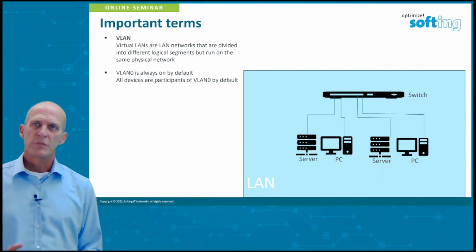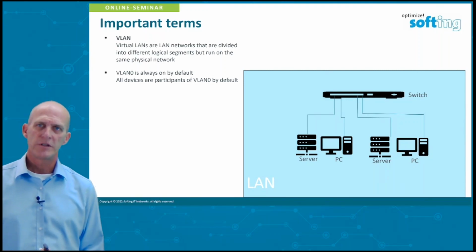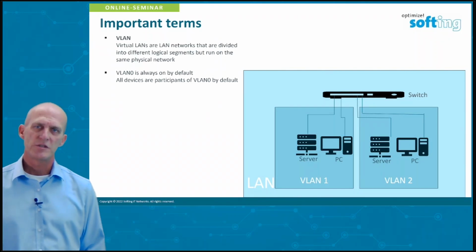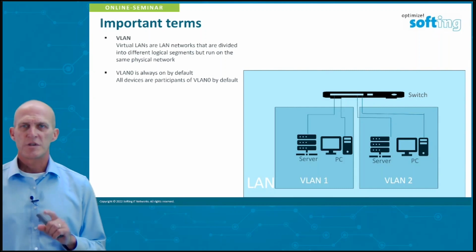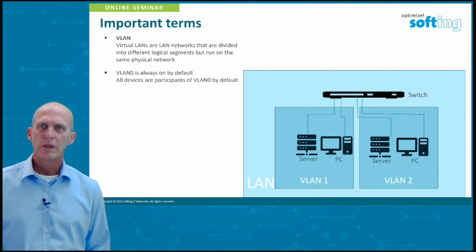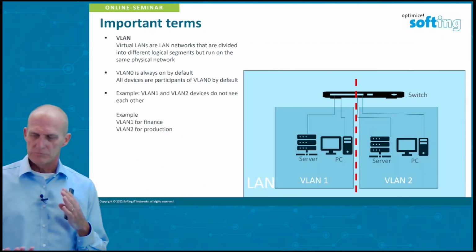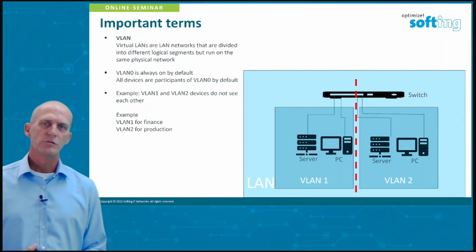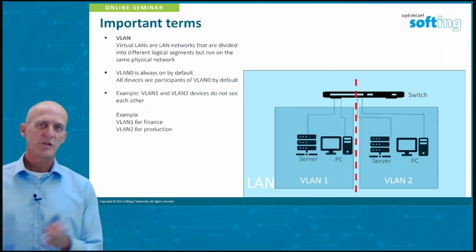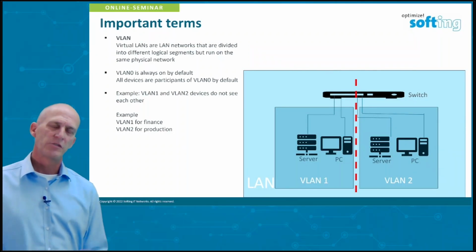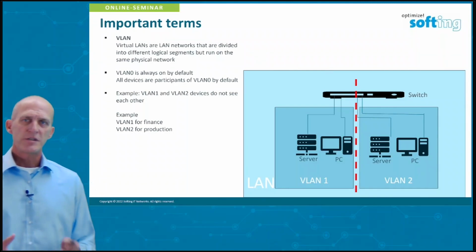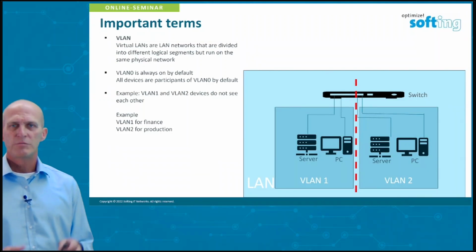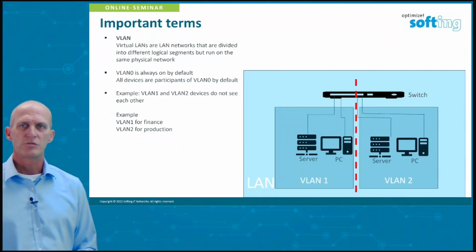VLAN 0 is always on by default, so all the devices by default are on virtual LAN 0. But if I, for example, want to have two virtual LANs to separate these blocks of devices, I would use virtual LAN 1 and virtual LAN 2. The example here is virtual LAN 1 for the finance group and virtual LAN 2 for the production group. The production guys shouldn't see the bookkeeping department files, and the bookkeeping guys shouldn't mess with production processes, basically. It's a very useful tool because you have one physical network, one switch, one cabling, and so on. But logically, you have separated those two.